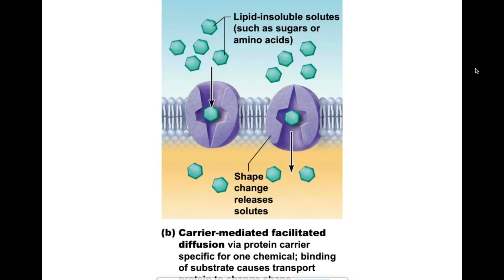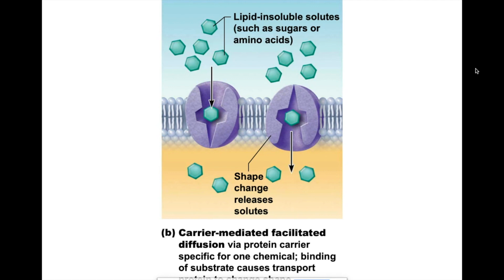So here's an example of that. On the outside, the blue side, you see that you have these lipid-insoluble solutes such as sugars, amino acids, and so on. Once they enter into the carrier protein, there's a conformation change, which makes it flip to the other side of the membrane.